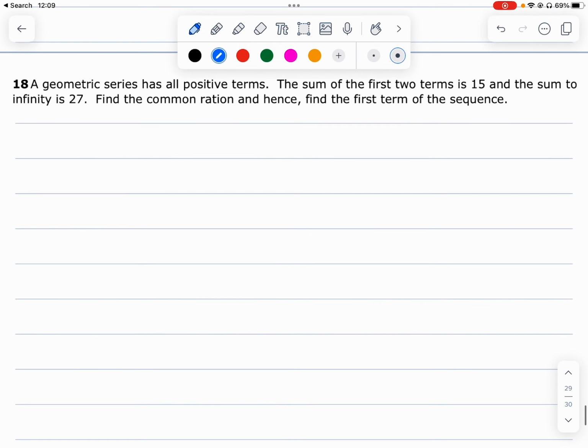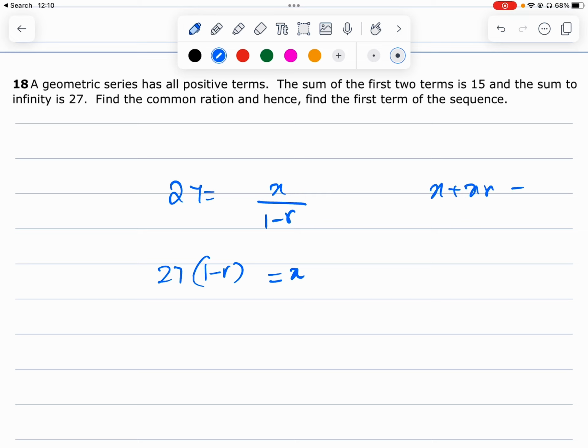Question number 18. A geometric sequence has all positive terms. The sum of the first two terms is 15 and the sum to infinity is 27. So 27 equals x upon 1 minus r. So 1 minus r times 27 equals x. Now the sum of the first two terms is 15. So x plus xr equals 15. So we took the first term as x and common ratio as r.